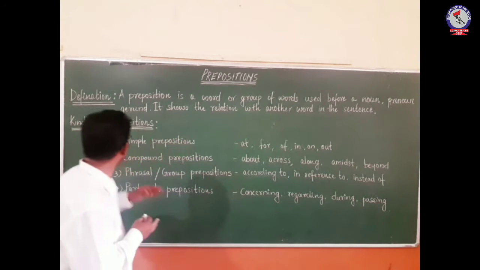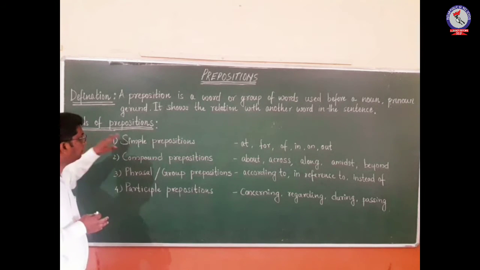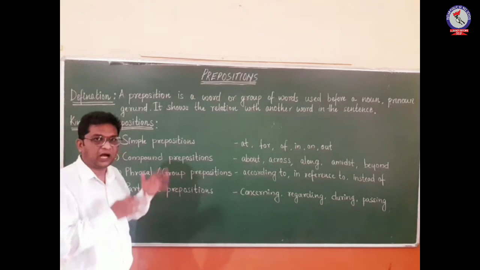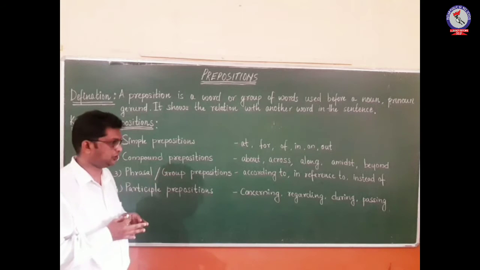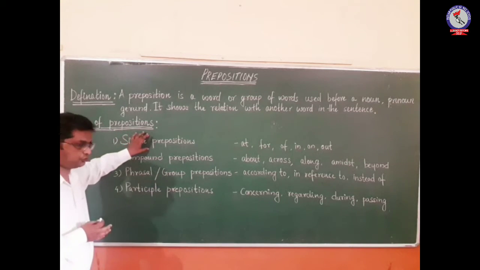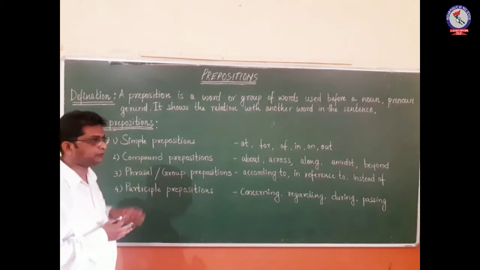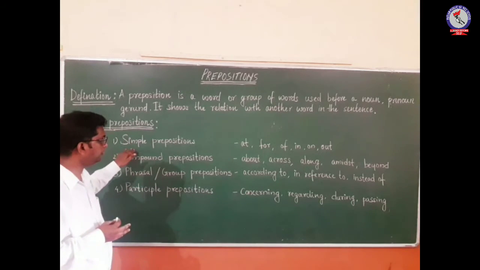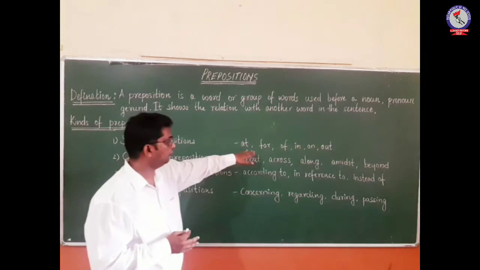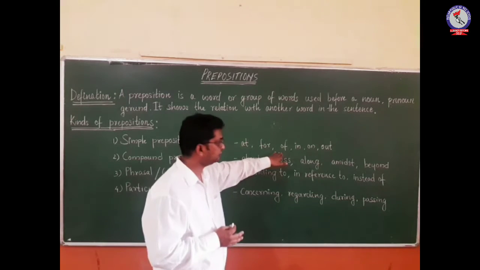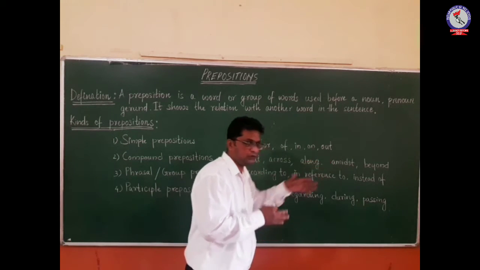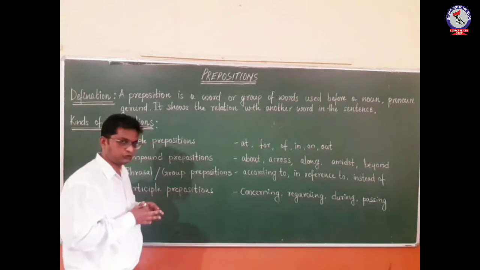So let's see the kinds of prepositions. What are the kinds of prepositions? How are they classified? So see the first one. Simple prepositions. The first type of prepositions are simple prepositions that include at, for, of, in, on, out. So they are called simple prepositions.